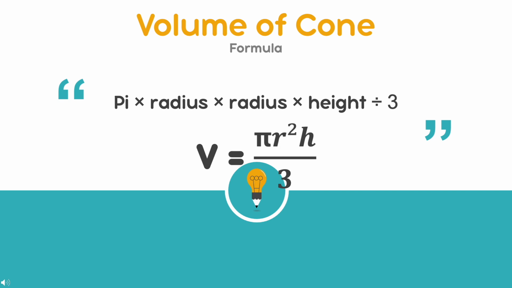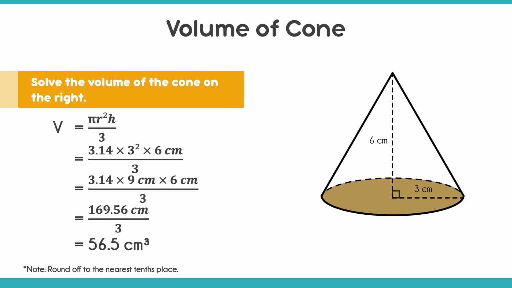Pi times radius squared times height divided by 3, or volume equals pi r squared h over 3. Let us look at some examples of finding the volume of a cone. Look at the cone on the right. The radius and height are all given.